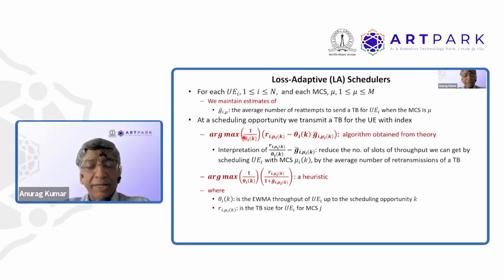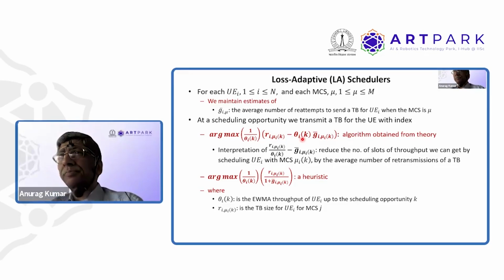Okay, so I'm scheduling UE i. UE i has MCS mu i. This is the rate UE i will get with MCS mu i. This is the usual way of getting the spectral efficiency multiplying by the symbols. I look up the matrix. This is the loss rate I get for using that MCS for UE i. So I have now reduced the rate I would get from that particular MCS by a number.